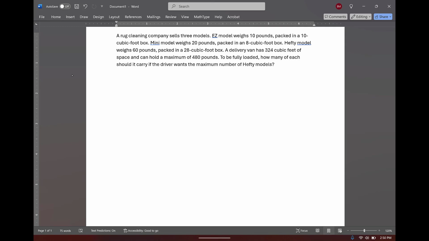All right, in this example, we want to take a look at a system of equations where we only end up with two equations, yet we have three unknowns. Well, let's take a look at how we would attack that type of situation.